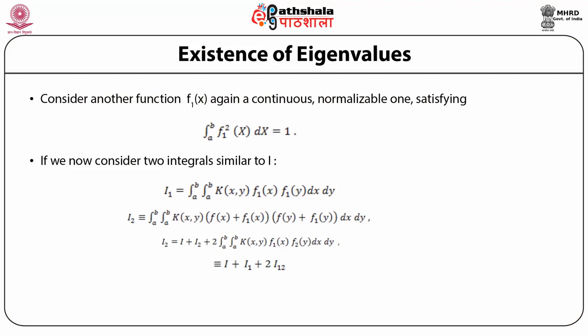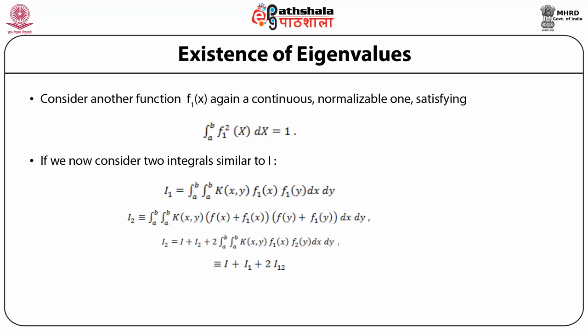So in that case, f(x) is normalized, which means the integral of f squared(x) dx from a to b is equal to 1. Since the kernel K(x,y) is assumed real and bounded, we conclude that the integral is bounded. We will next prove that the integral can vanish if and only if K(x,y) vanishes. Consider also a two-dimensional integral from a to b of K(x,y) multiplied by the product of f(x) plus f1(x) with f(y) plus f1(y).